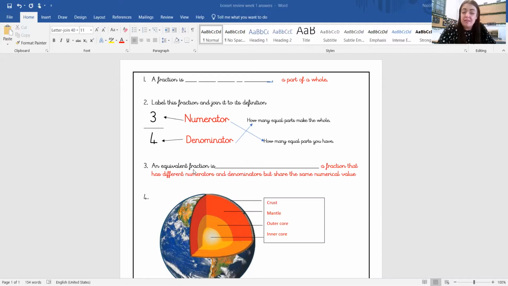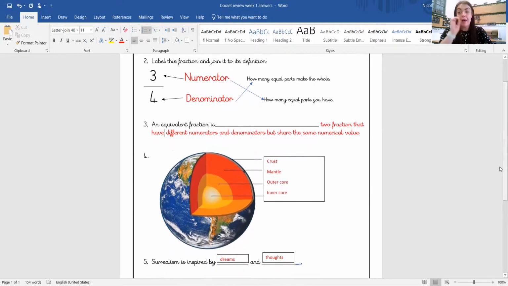Question 3 then, so what is an equivalent fraction? So an equivalent fraction is 2 fractions that have different numerators and denominators, but remember, show the same value, the same amount of that whole. So well done to you. You might have got some key words from that that are still correct. You might not have that in exact words, but as long as it's something similar to that, I will let you off.